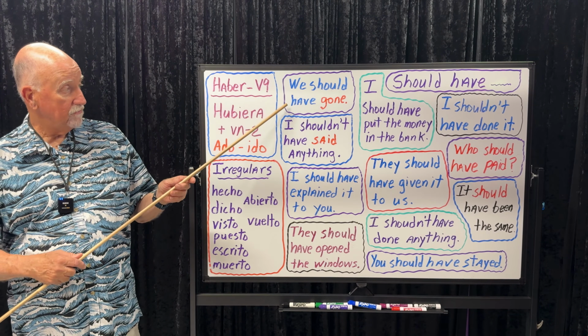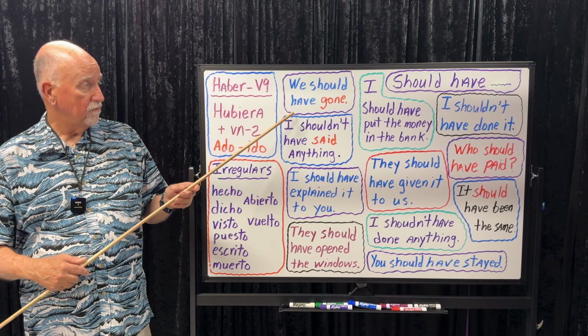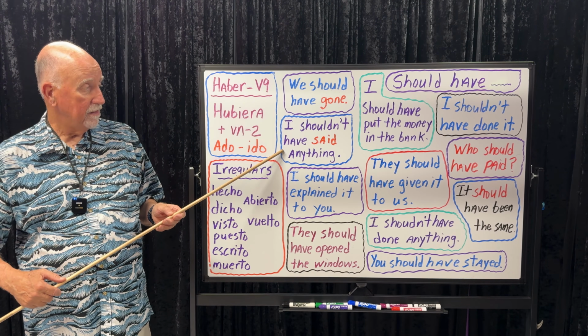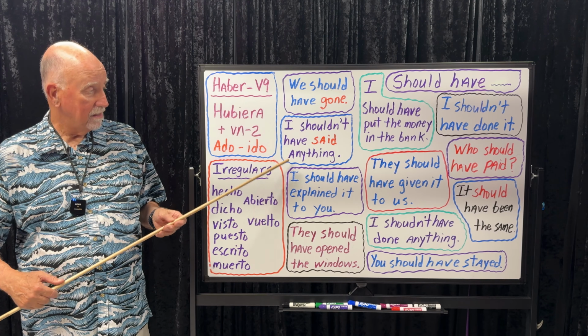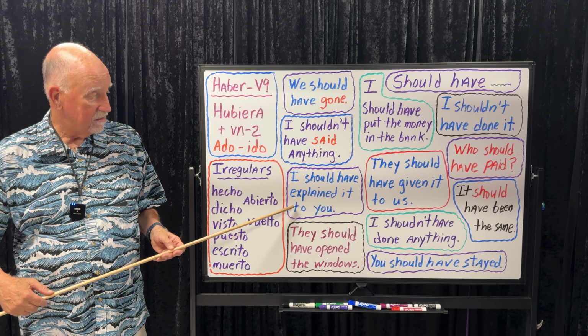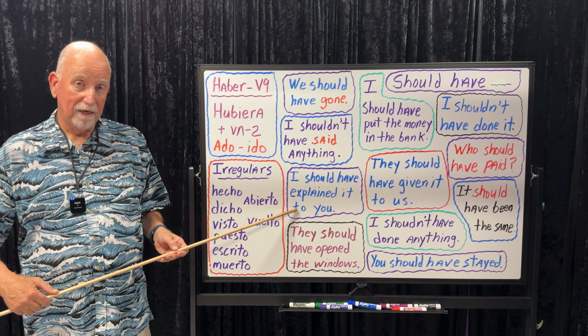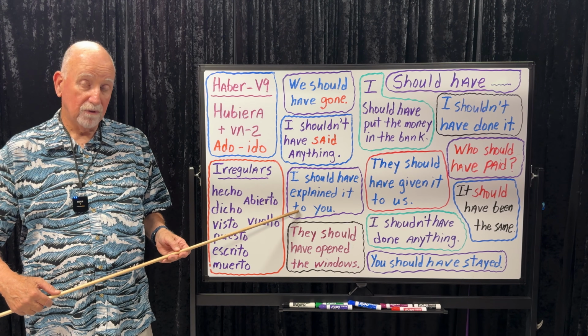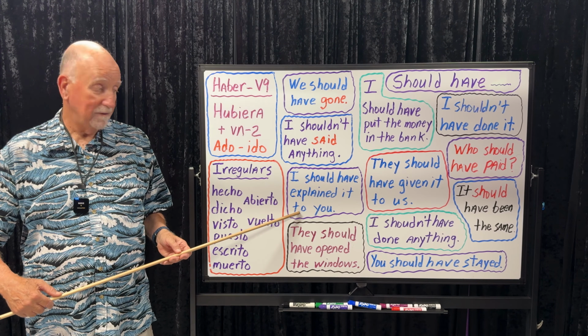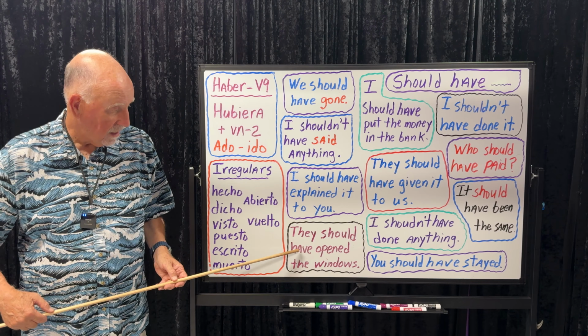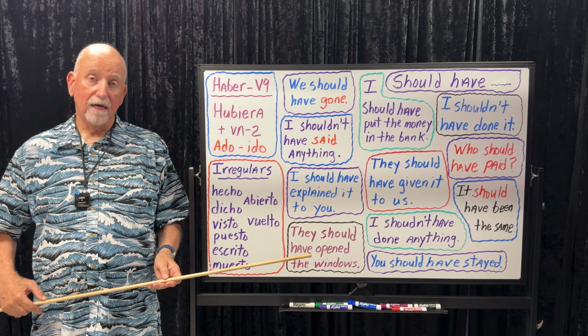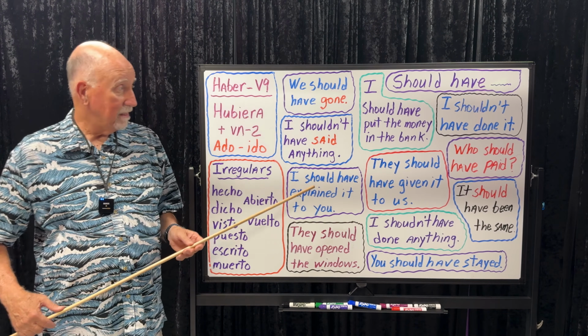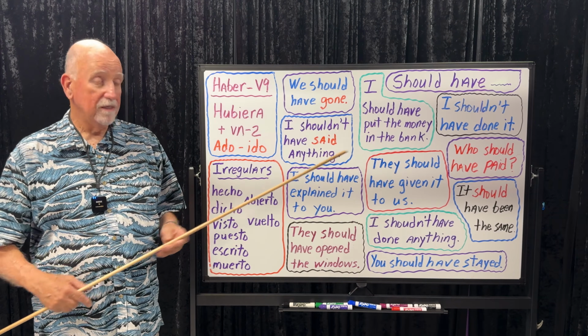One last time, we should have gone, hubiéramos ido. I should not have said anything. Yo no hubiera dicho nada. I should have explained it to you. Te lo hubiera explicado. If it's you plural, se lo hubiera explicado. They should have opened the windows. Hubieran abierto las ventanas.